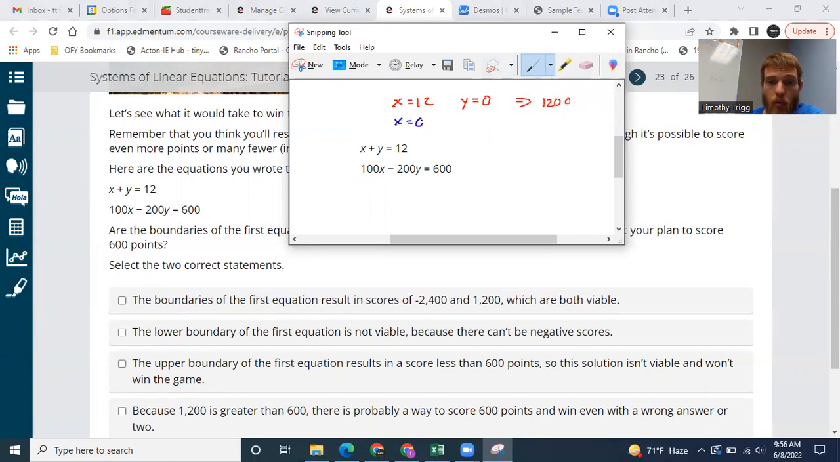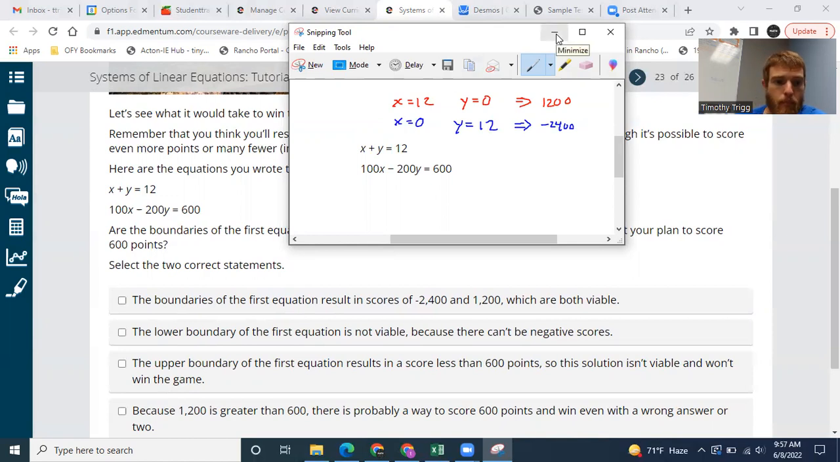Okay. Now, it's also possible that you get all your questions wrong. So you answered 12 questions, but this time all the questions are wrong. So that's the other, what we would call the other boundary, right? So in this scenario, what would be your score? Well, you lose 200 points for every incorrect answer. So that would be negative 2,400, right? 12 times negative 200, basically. Okay, so these are your boundaries, possible scores you can get if you answered 12 questions.